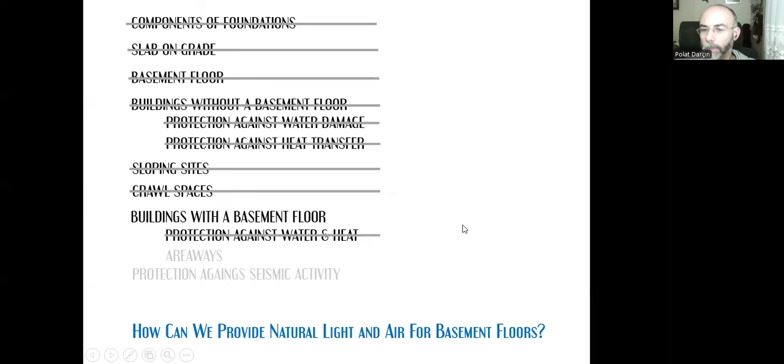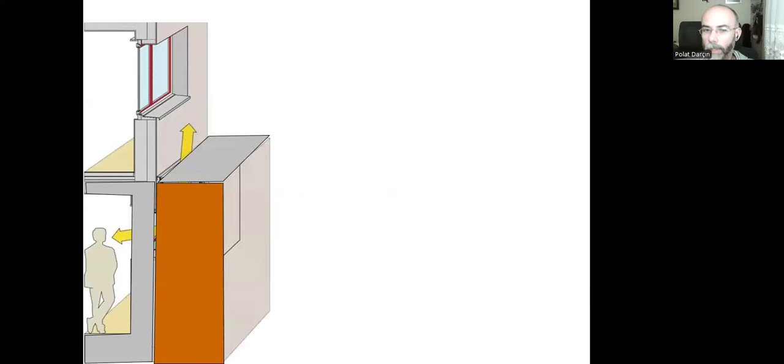One of the important things is to provide natural light and air for our basement floors. Here we can design areaways. Since we are going to put all the excavation earth back, there is no way for us to provide natural light and natural air for our basement floors. If we place a window like that, it won't work because of the earth there.